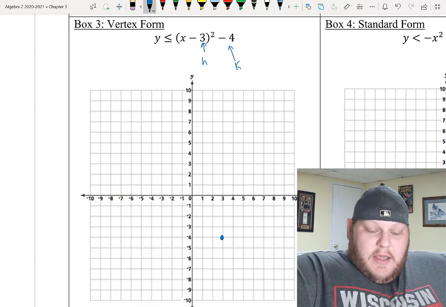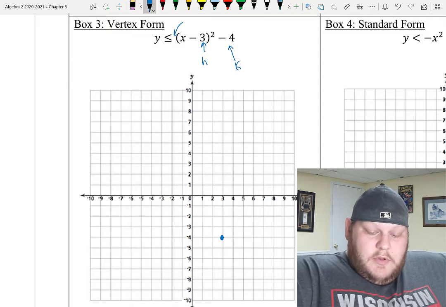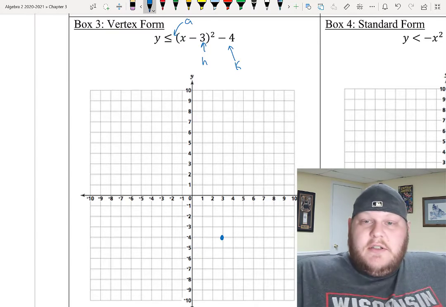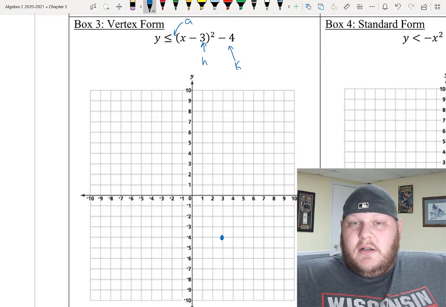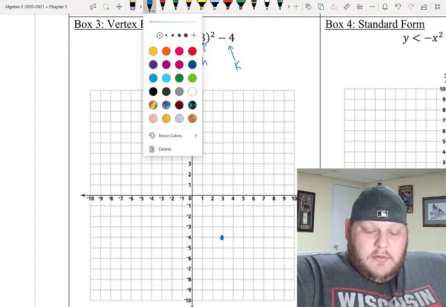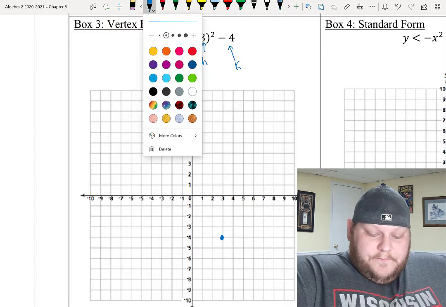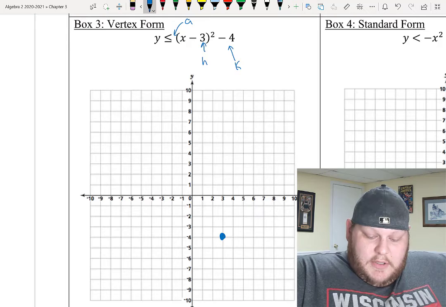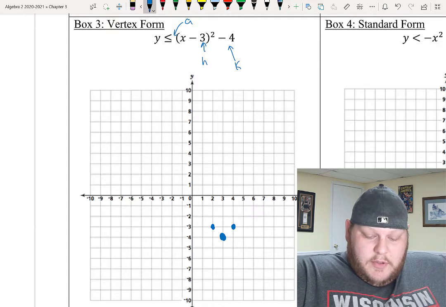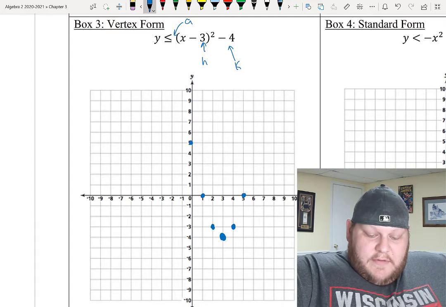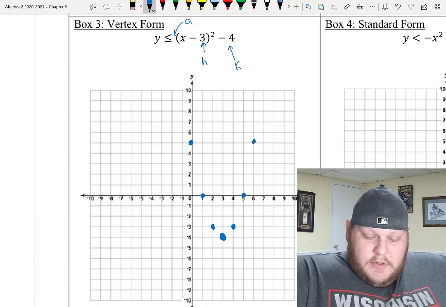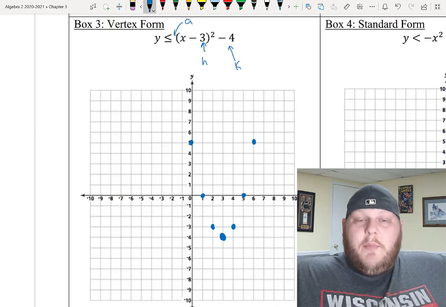Now, I don't have an a value. I don't have anything out here, so I don't adjust my 1, 3, 5 shortcut at all. I just go right back to how it usually is. From here, I go up 1 over 1. I go up 3 over 1. I go up 5 over 1 to get the shape of my boundary.